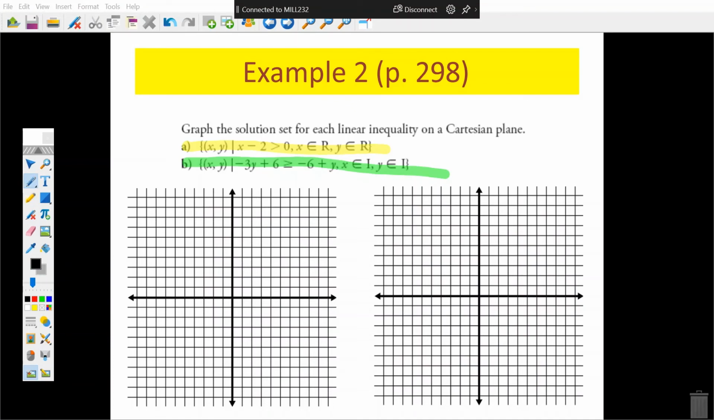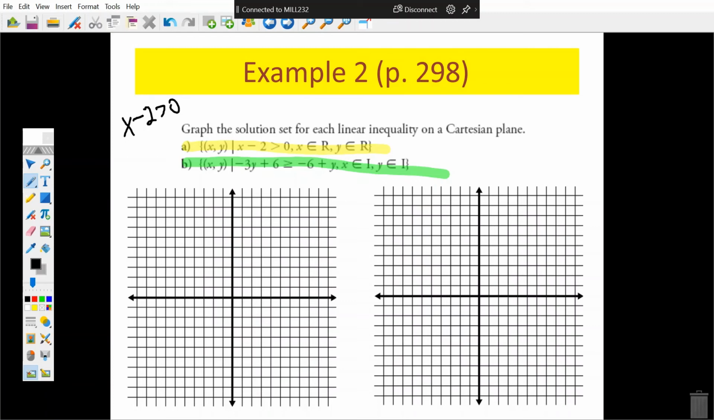A says x minus 2 is greater than 0. That's our equation. x minus 2 is greater than 0. That's what it wants us to graph, okay? And it says x ∈ R and y ∈ R. Let's talk about that in a minute.